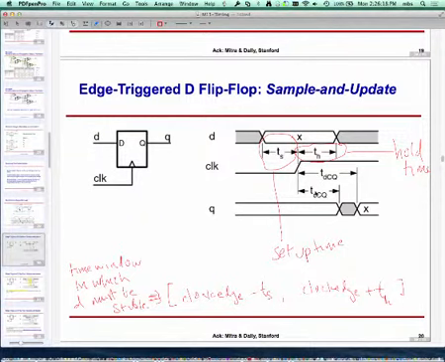TCCQ says from the point the clock edge comes, what's the earliest time the data can begin to change. So you see, the output begins to change out here. And TDCQ says what's the latest time it will stabilize, which you see out here. In between is a period where the output is unknown. It could be 0 or 1. You don't know which one. So in the sense, it's not guaranteed to be correct.